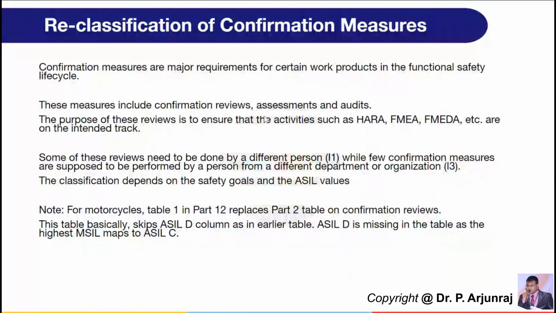The first pillar is the review. Review can be with respect to the individual activity or individual phases. You have the concept phase, the development phase, the integration phase, and the testing phase. When I say activity, the HARA, FMEA, FMEDA, these are all activities. You have different activities like this. So you have 3 pillars for the confirmation measure.